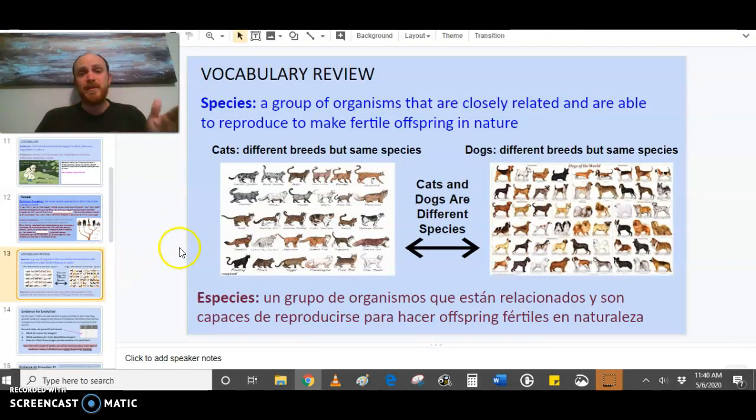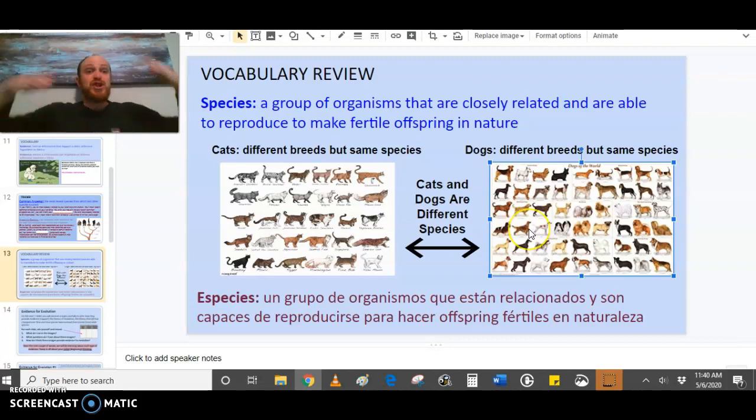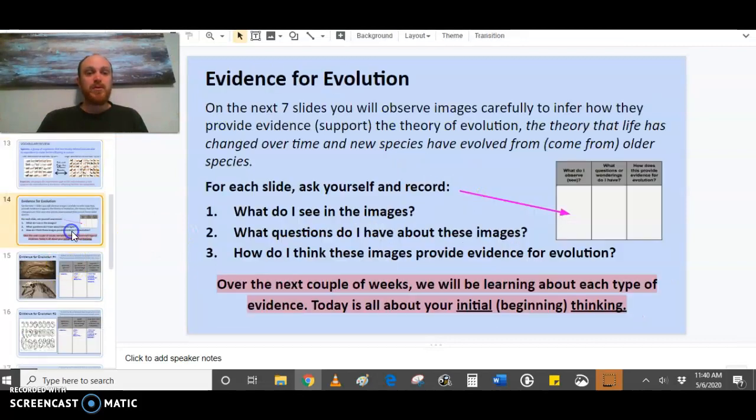Remember that we learned this before, but a species is a group of organisms that are very closely related and able to reproduce to make fertile offspring in nature. So there's cats, and dogs. Actually, this is true. Every dog is the same species, whether it's huge or tiny. They're so closely related that we consider them the same species, which is really cool.